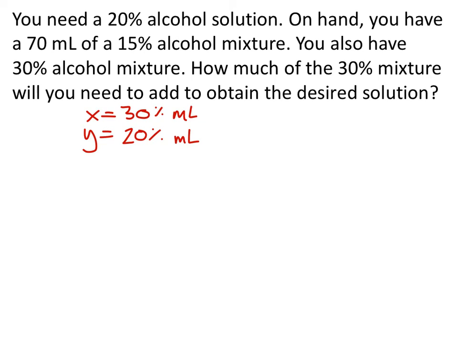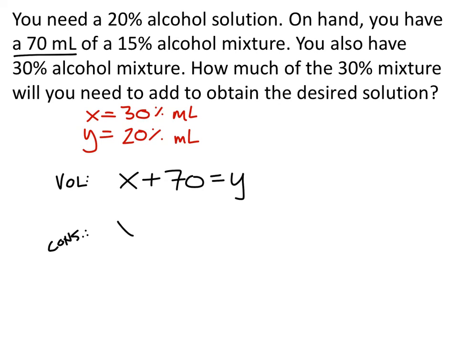So my first equation will be based off of volume, or the milliliters. So I will have my 30% mixture plus the 15% mix, which I know how much I have, 70 milliliters. And that would give me how much of the 20% I will have. All right, the next one will be based off of concentration, which is a long word, so I'm not going to write it all out, okay?